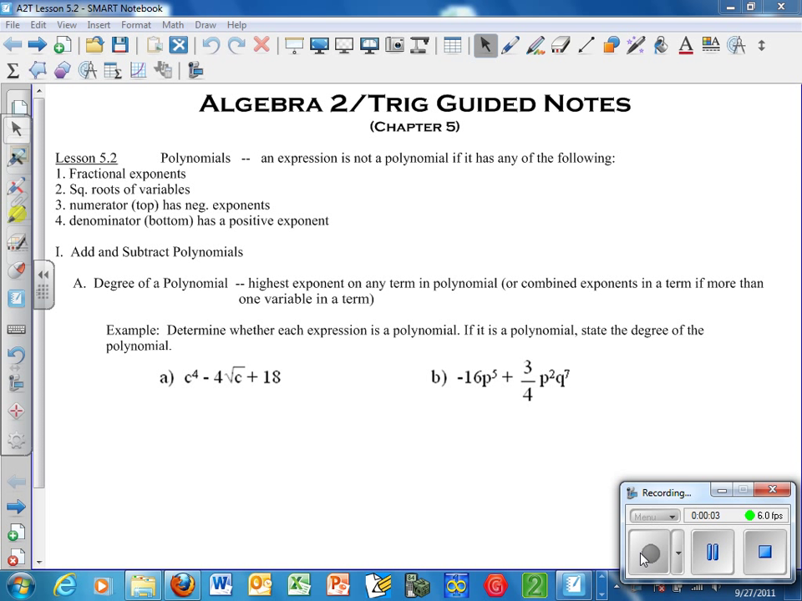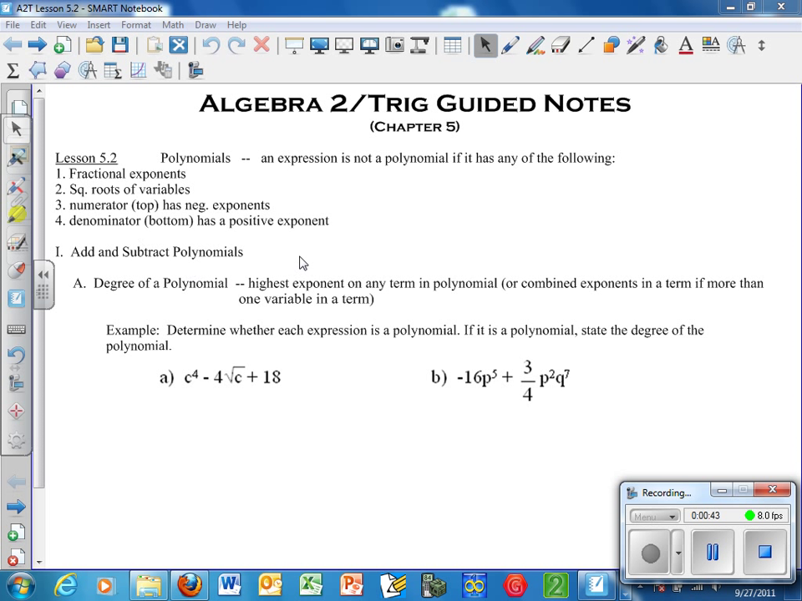Lesson 5.2, Polynomials. First off, let's define what a polynomial is. A polynomial is an expression. Actually, let's define what makes something not a polynomial. An expression is not a polynomial if it has any of the following. Fractional exponents, in other words, exponents that are fractions. Square roots of variables, in other words, a variable underneath a root sign. A numerator that has negative exponents, or the top part of a fraction that has negative exponents on the variables, or in the denominator, which is the bottom of a fraction, having a positive exponent of a variable.